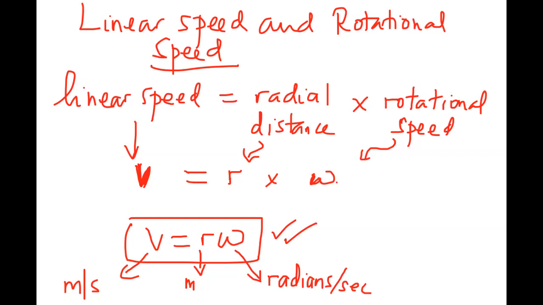So the implication is that you move faster when you are far from the axis of rotation, and also if you have a larger rotational speed, then your linear speed increases. That's what it means. Linear speed depends on how far you are from the axis of rotation and how fast, in terms of rotational speed, you are spinning. You can see that there's a good connection between linear speed and rotational speed.